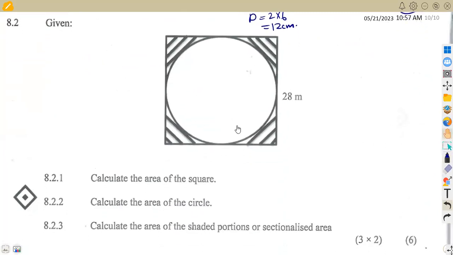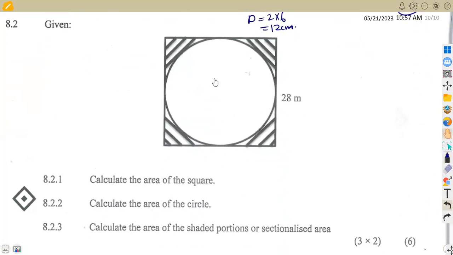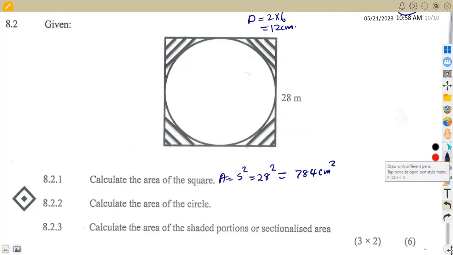On 8.2, we were given a certain shape that has got a square, and we have got a circle inside. So we've got a combination of 2 shapes here, a square and a circle. Then we are asked on question 8.2.1 to calculate the area of the square. So the square is this outer shape that we are given. Remember that the area of a square is simply side squared, or side times side. So that is 28 squared, and 28 squared gives us 784 square centimeters. Okay, so that is our area.